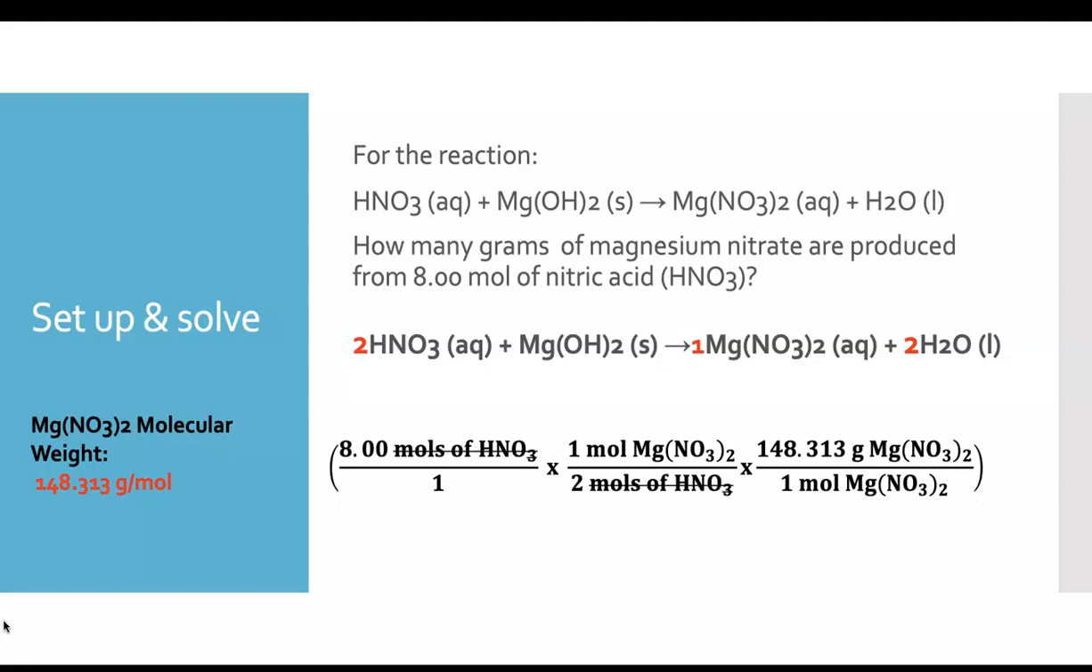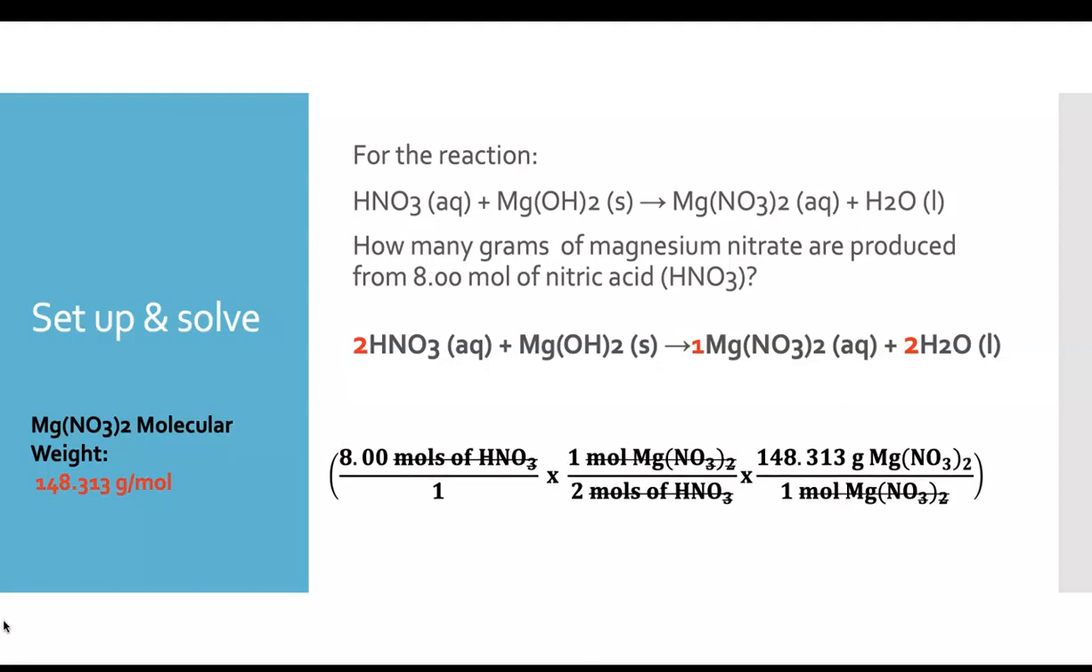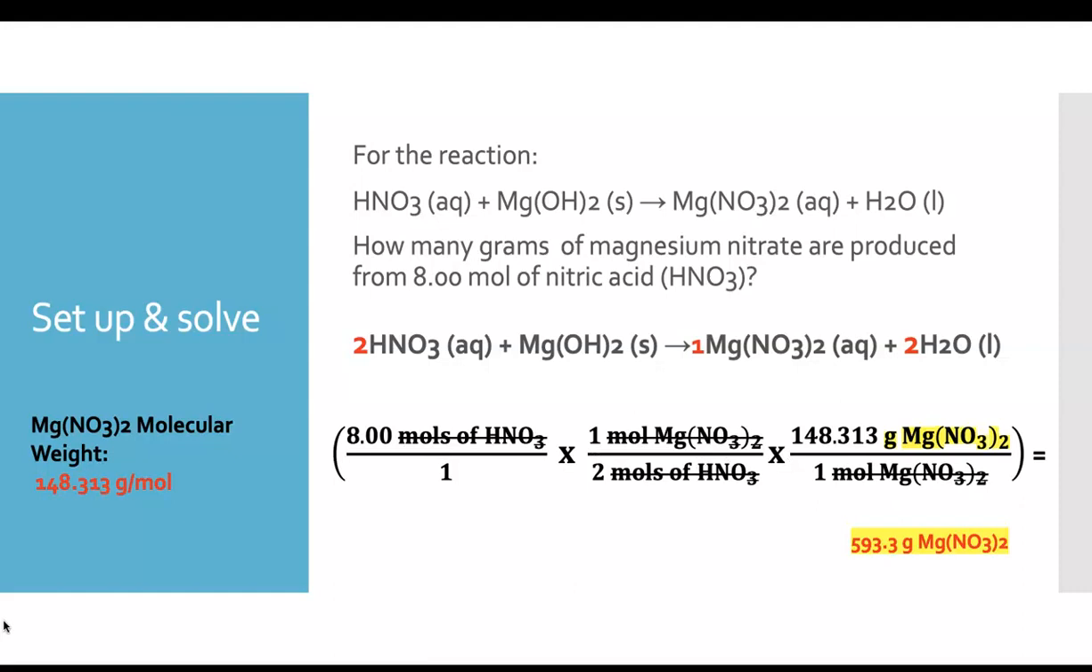We're going to have the 8 moles of nitric acid, and that's going to cancel with the moles of nitric acid at the bottom. And then we're going to cancel the moles of magnesium nitrate with the moles of magnesium nitrate. And that's going to leave us with the grams of magnesium nitrate. So if we multiply across and then divide, we end up with 593.3 grams of magnesium nitrate.